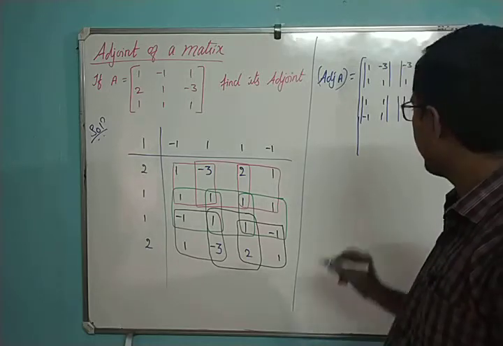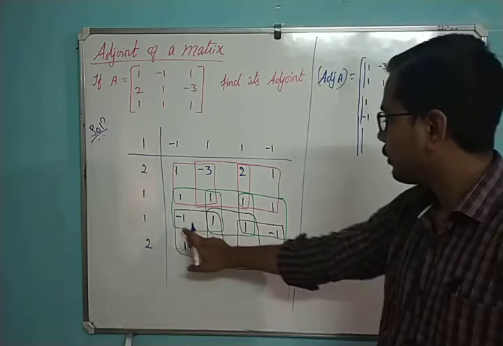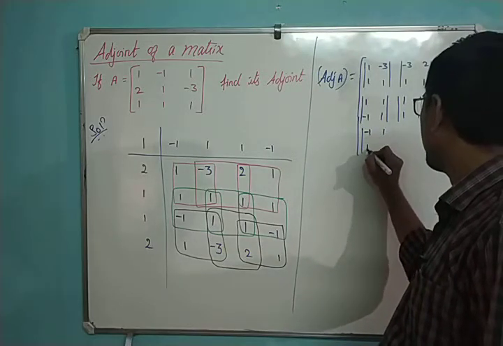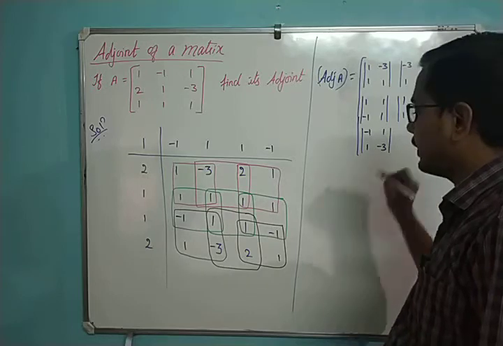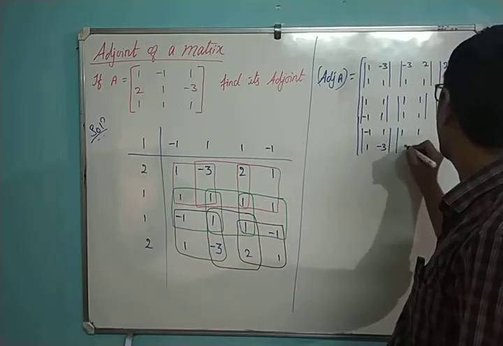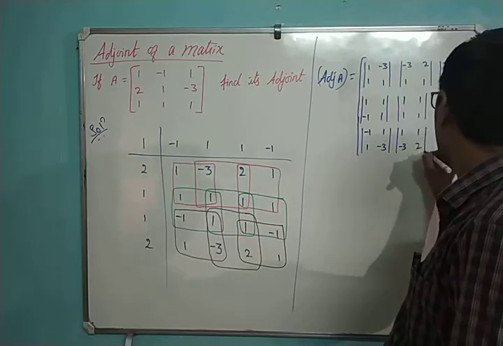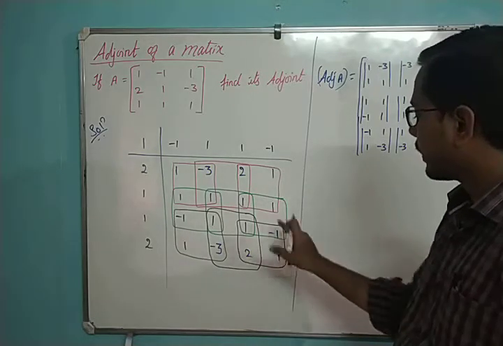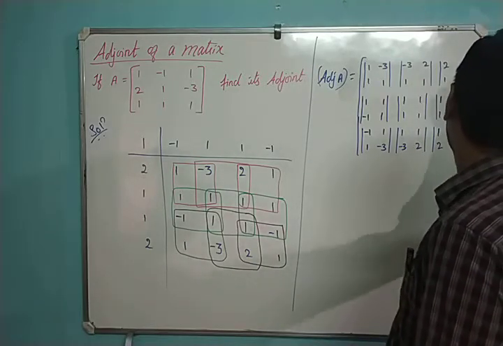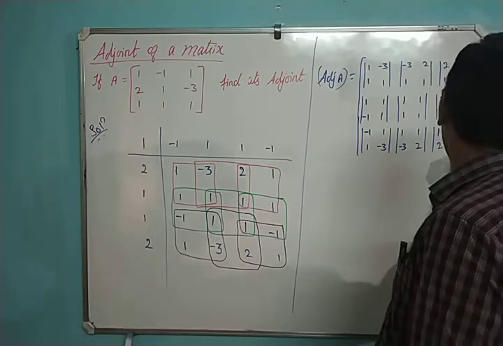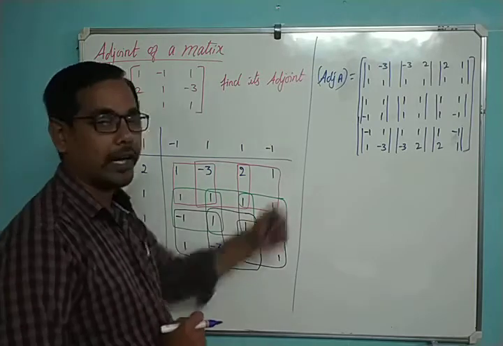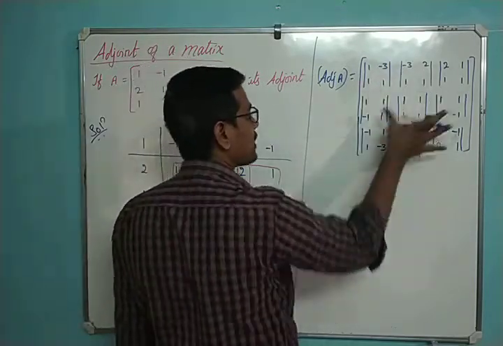And here minus 1 1 1 and minus 3. Here 1 1 minus 3 2. This one 1 minus 1 2 and 1. This is my adjoint matrix. Now if I solve these things, I will get the values.